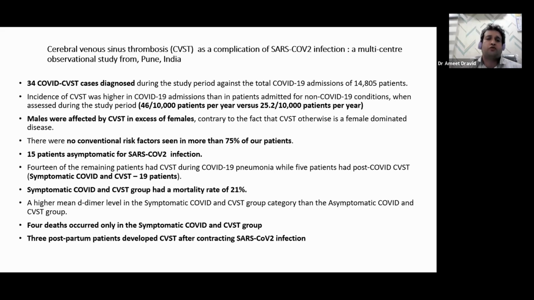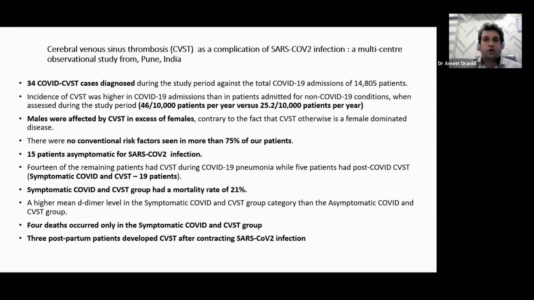Out of these 19 patients, 14 had CVST during admission for COVID-19, while 5 patients had cerebral venous sinus thrombosis after discharge for severe COVID-19. Mortality due to CVST was seen in only the symptomatic group, and the mortality was almost 21%. 4 deaths occurred in the symptomatic COVID and symptomatic CVST group. A higher mean D-dimer was seen in the symptomatic COVID and symptomatic CVST group as compared to the asymptomatic COVID and symptomatic CVST group. So this was a study which will be published very soon in the Indian Academy of Neurology journal this month.